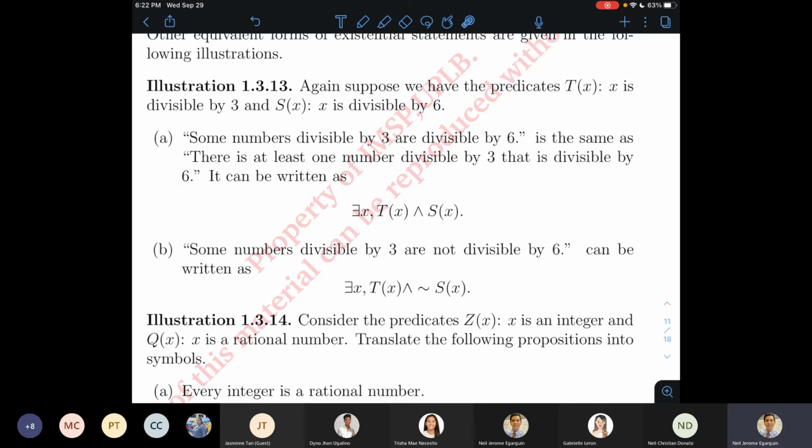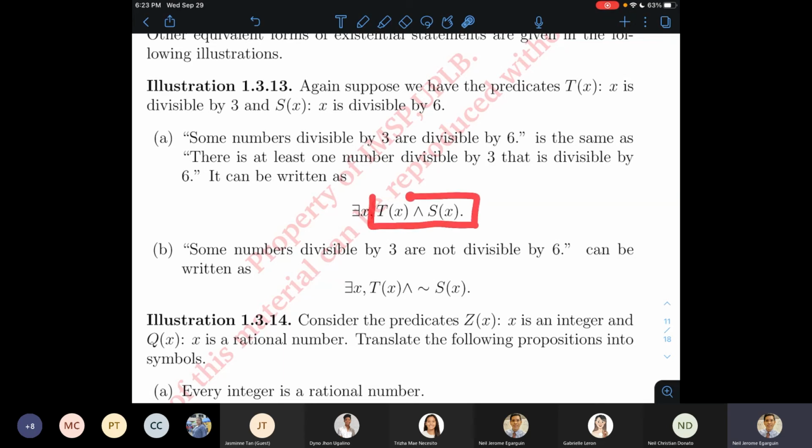So now, it is a compound predicate kasi first statement, divisible by 3. Second is, it is also divisible by 6. So in symbols, you can write it this way. There exists an X such that T of X and S of X. Okay? And then yung test for truthfulness nito is again, finding a specific X that can make this compound proposition true. So, ang itinetest lagi natin ay yung proposition or yung predicate that follows the quantifier.